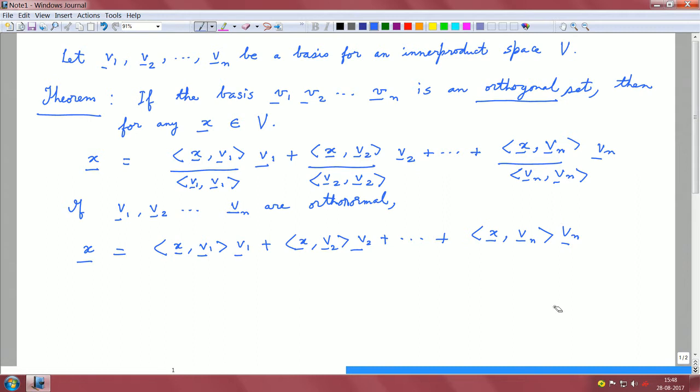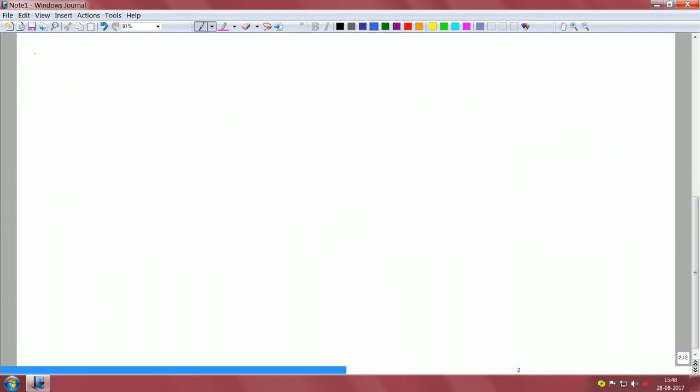So, the proof is very straightforward, very easy proof. What we do is we write x in terms of some components that connect the basis, right. A vector x can be written as x1 in the direction of v1 plus x2 in the direction of v2 plus so on till xn in the direction of vn. Right, and this is because it is a basis, therefore, they are linearly independent.